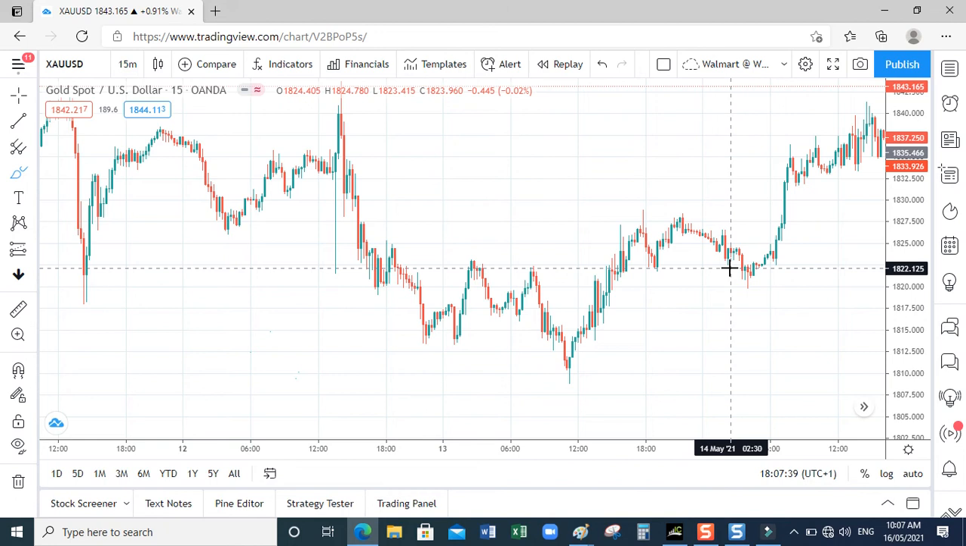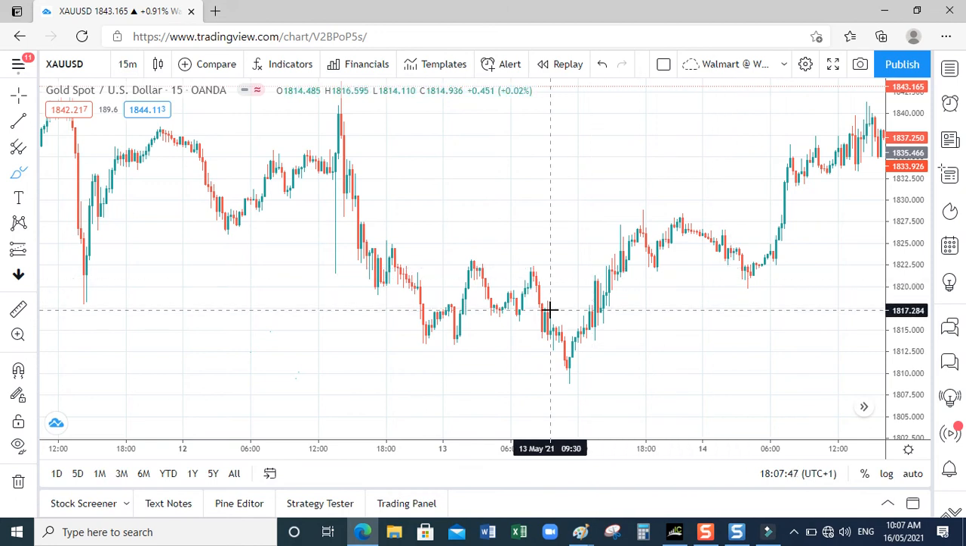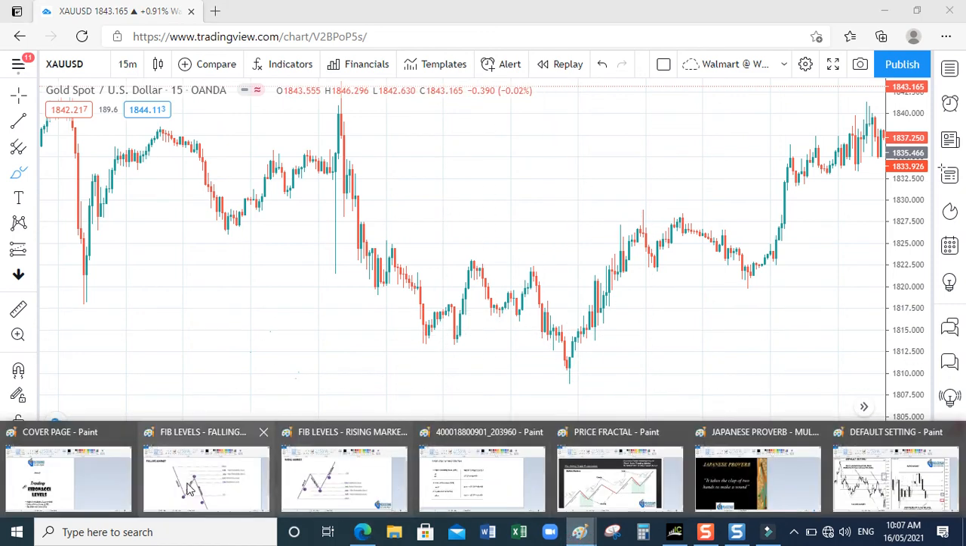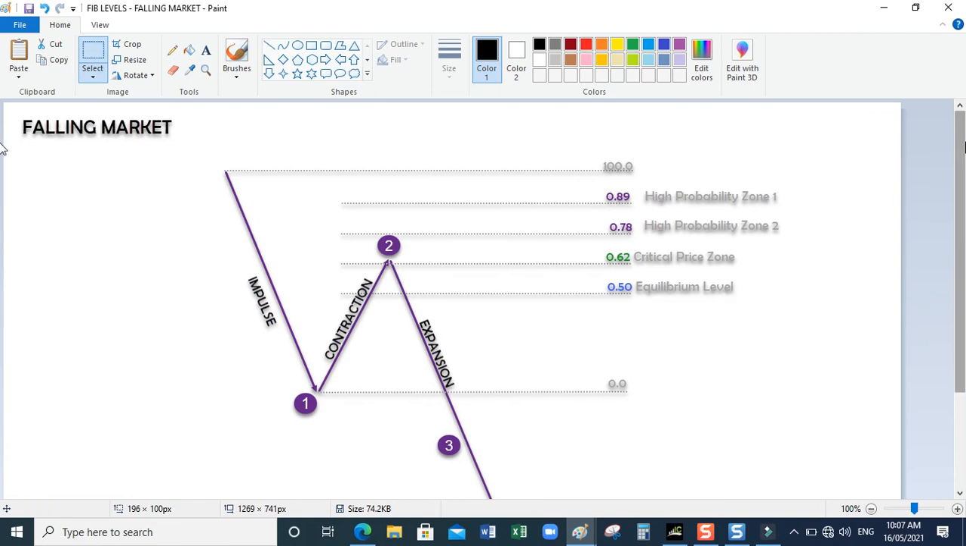But please, not all reversals are potential reversals. Take note of that. That's another topic. We just want to differentiate between reversal and retracement so that you don't mix them up. So that is the Fibonacci level in a falling market.